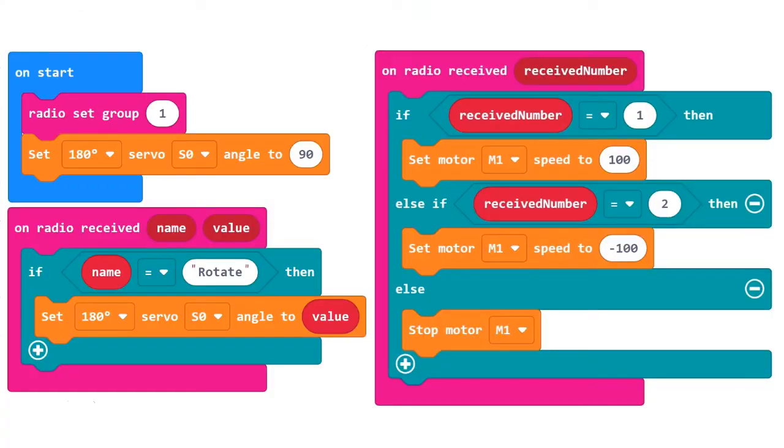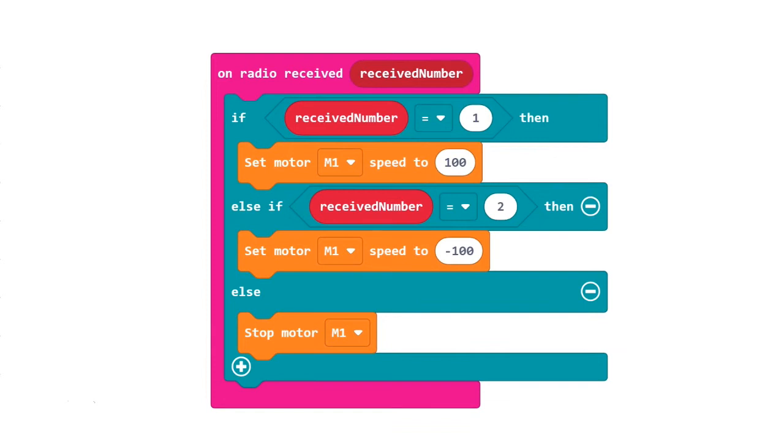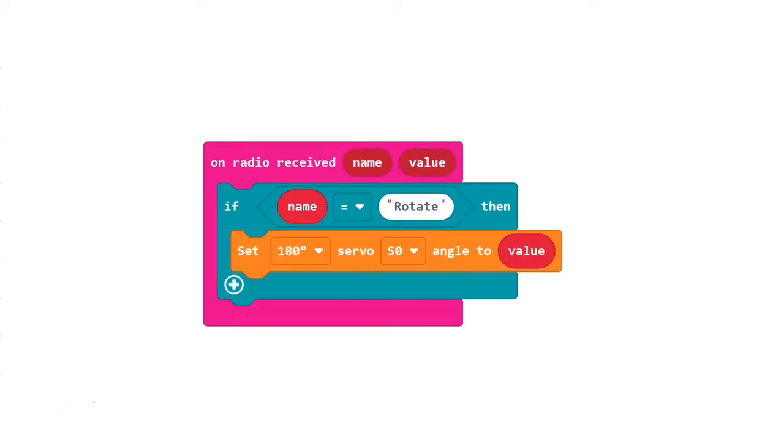The car must be controlled with a micro:bit that uses the radio function. The program for the car's micro:bit can be seen here. The block to the right can receive numbers. The number 1 makes the car drive forward, the number 2 makes it drive backwards, while another number makes it stop. The block to the left responds to a signal that contains both a text, name, and a number, value.